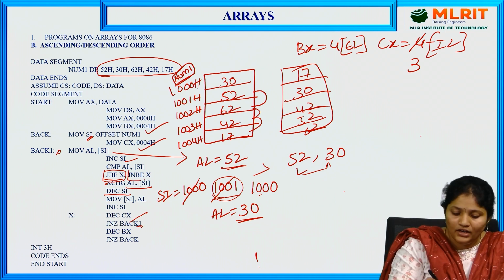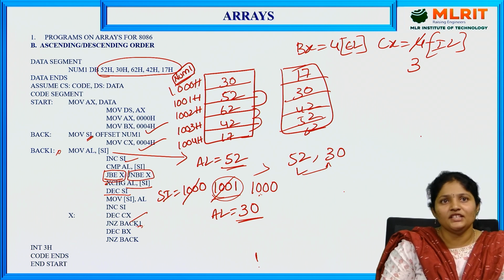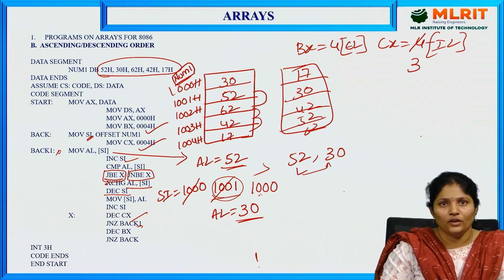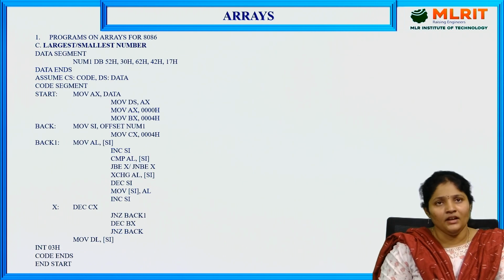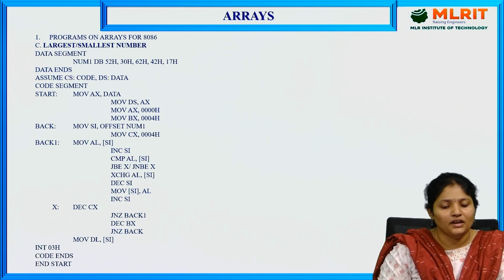If we want to find out the descending order, we will be using jump if not below or equal. That is the difference between the ascending order and descending order. Now coming to the next one. Here, largest number and smallest number.